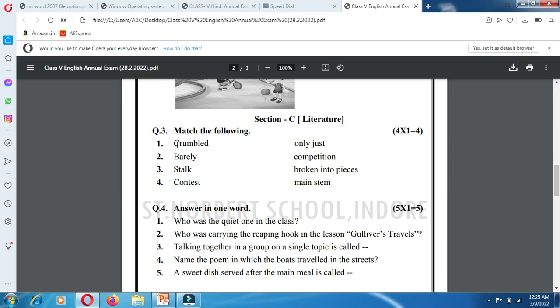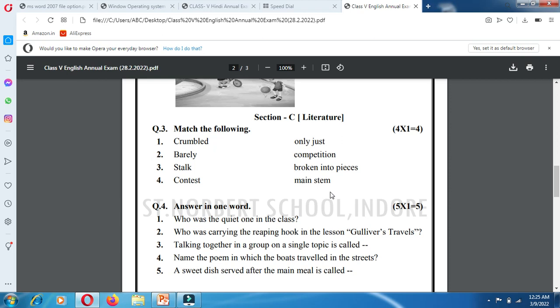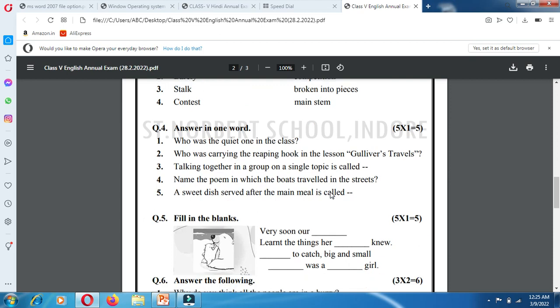Question number 4. Answer in one word. Who was the quiet one in the class? Number 2. Who was crying in the repairing hook in the lesson Gulliver's Travels? 3. Talking together in the group on a single topic is called. Number 4. Name of the poem in which the boats travel in the straits. And number 5. A sweet dish served after the main meal is called.